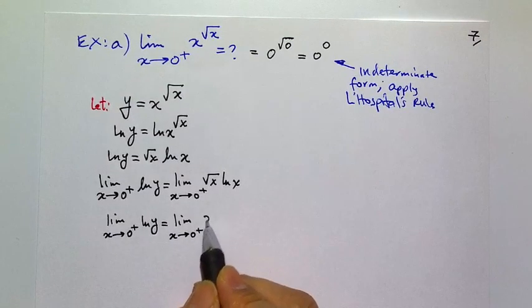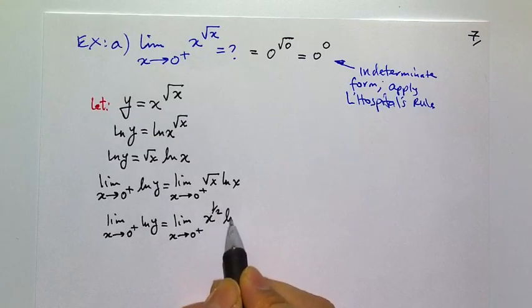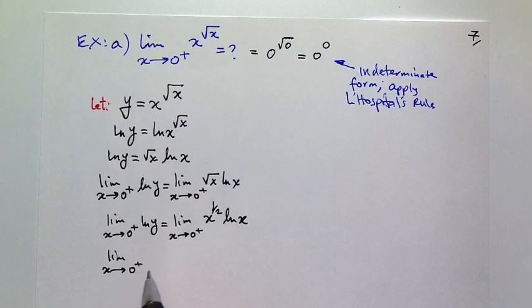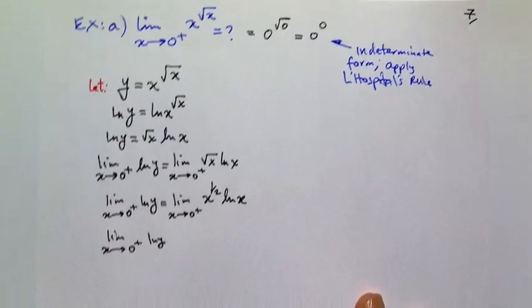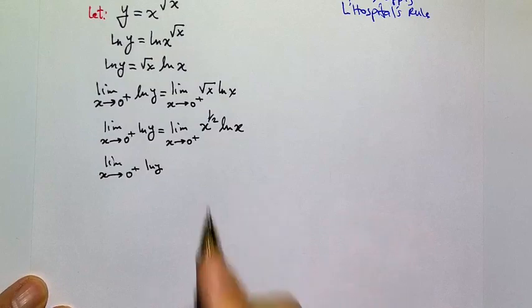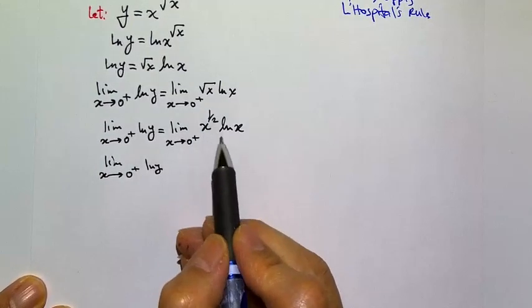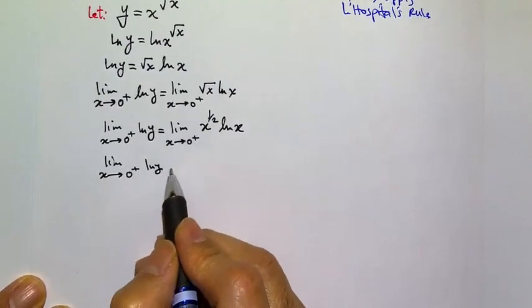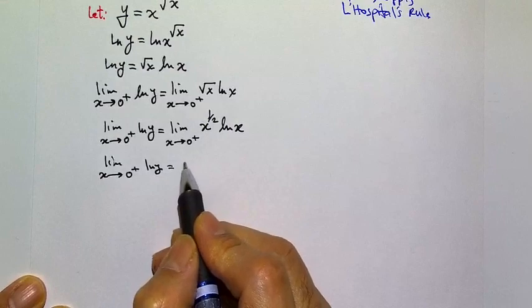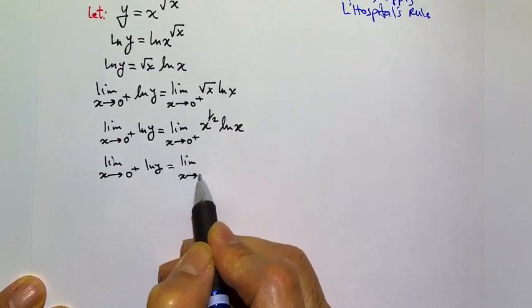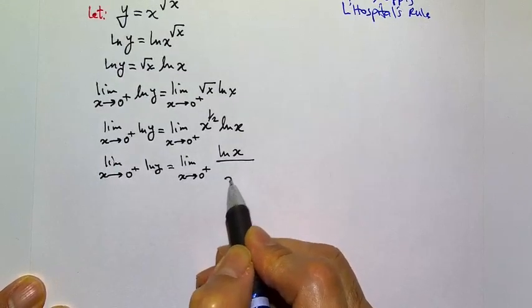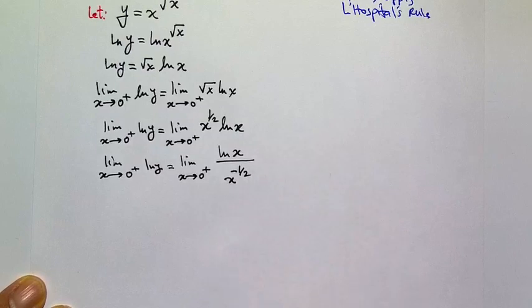We have x to the 1/2 power times natural log of x. And then we have the limit as x goes to 0 from the right side of natural log of y. Let me move this up a little bit. And so we can rewrite this in fraction form, right? We can put this in the denominator with a negative power. So let's do that. We have the limit as x goes to 0 from the right-hand side of natural log of x over x to the minus 1/2 power.